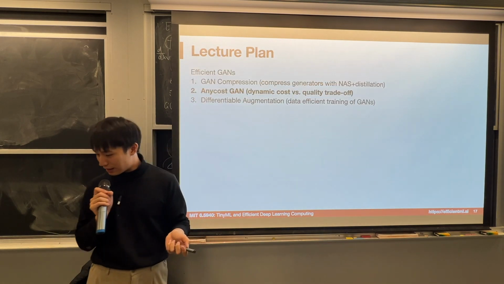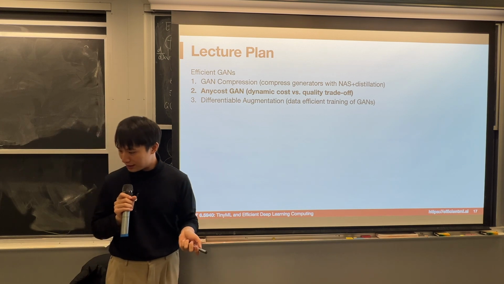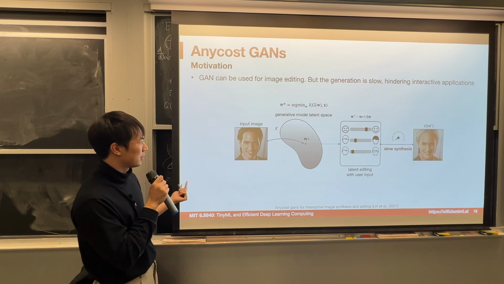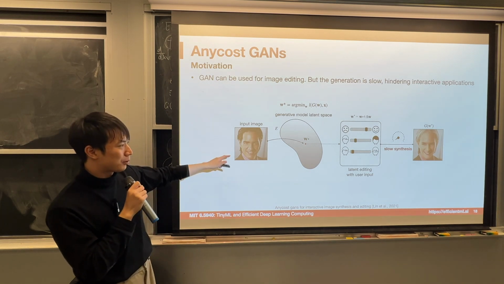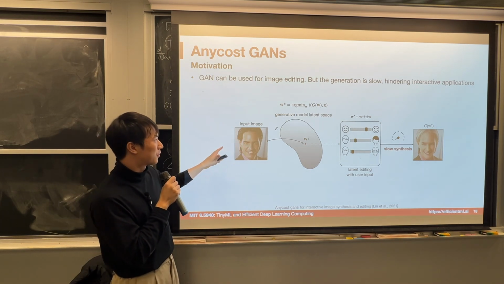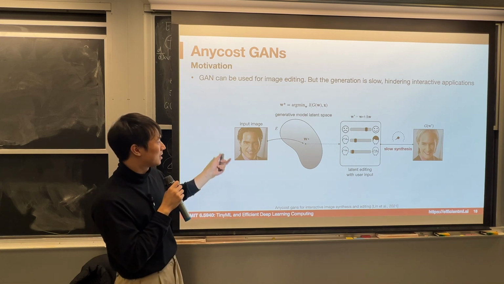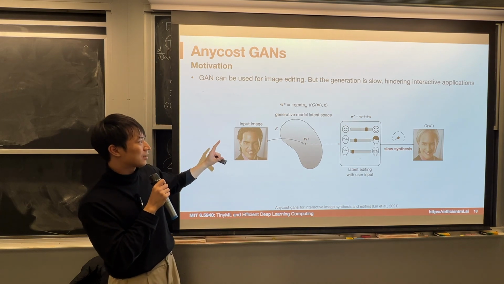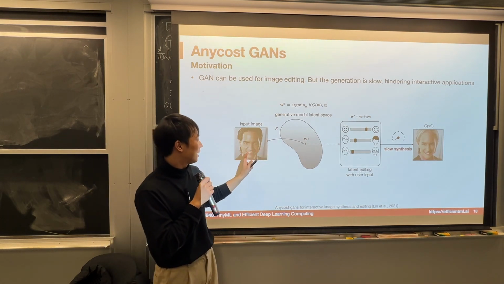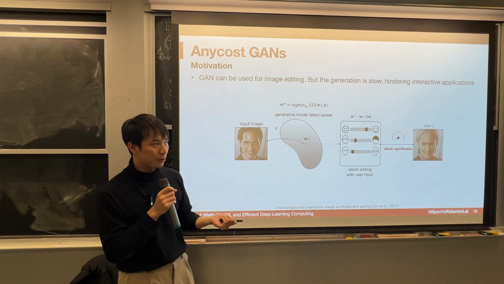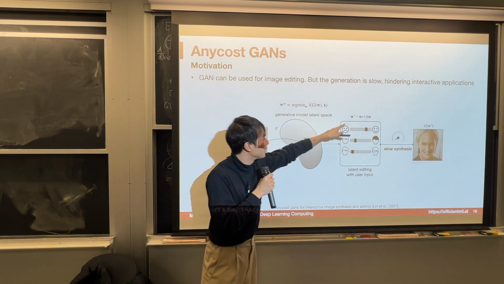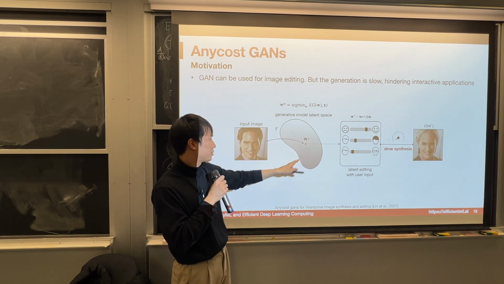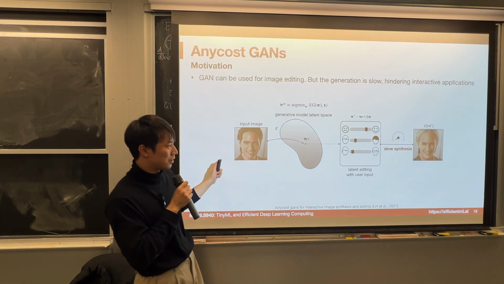So next, let's talk about the Anycost GAN work. Another way to use GAN for image editing, for example editing a portrait, is to first train a GAN that generates a portrait given a latent code, W. Given such a GAN model, we can first project the image into the latent space. By projection, we mean that we try to find a specific latent code, W star, so that the model, when given the W star code, can generate an image very similar to the original input.